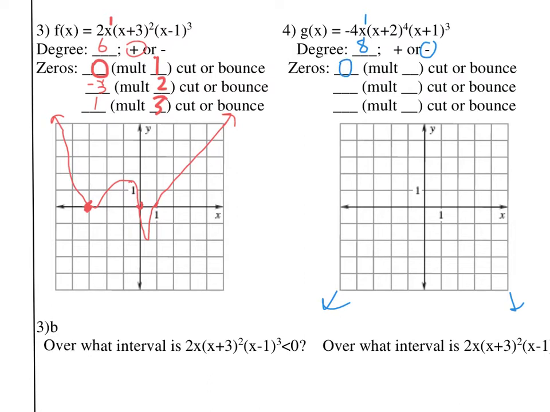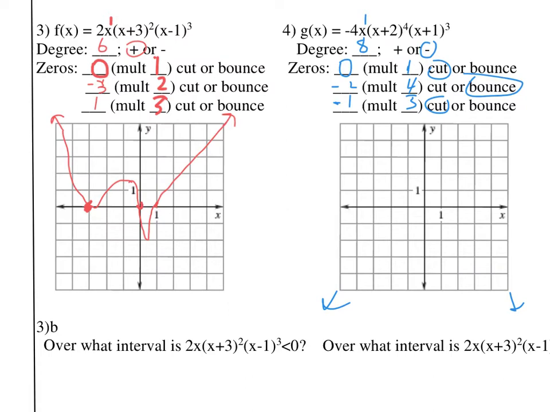Anytime you have the x GCF'd out front, no matter what the coefficient is, it's going to be 0. And then that is multiplicity 1, which is a cut. And then at negative 2, we have a multiplicity of 4, because the exponent is a 4, which is going to be a bounce. And then at negative 1, we're going to have a multiplicity of 3, which is going to be a cut. So the multiplicity is coming from the exponent. And then if it's odd multiplicity, it's going to cut. Even multiplicity is going to bounce.